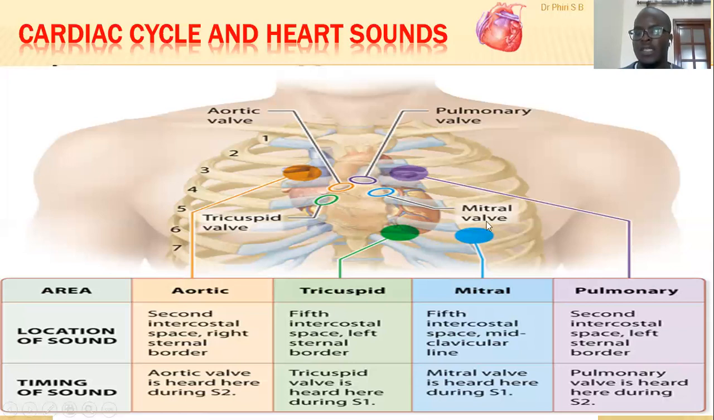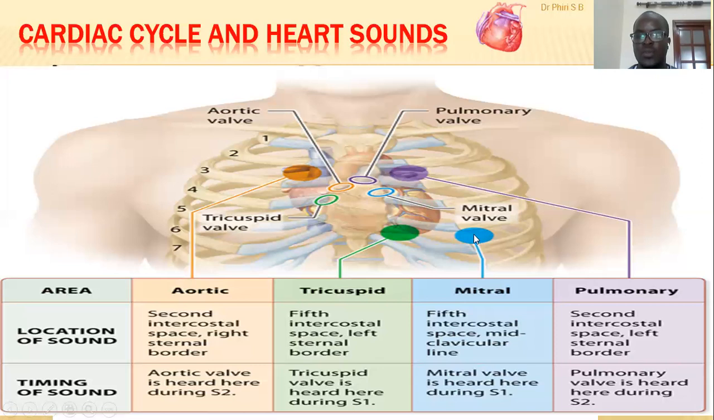The first component is due to the closure of the mitral valve. Where can you place your stethoscope to listen to the closure of the mitral valve? It's within the fifth intercostal space. For the landmarks, you palpate for the sternal notch, then the sternal angle, then you palpate for the first intercostal space, second, third, fourth, and fifth intercostal space. At the mid clavicular line, this is where you put your stethoscope, and then you'll be able to get the closure of the mitral valve.